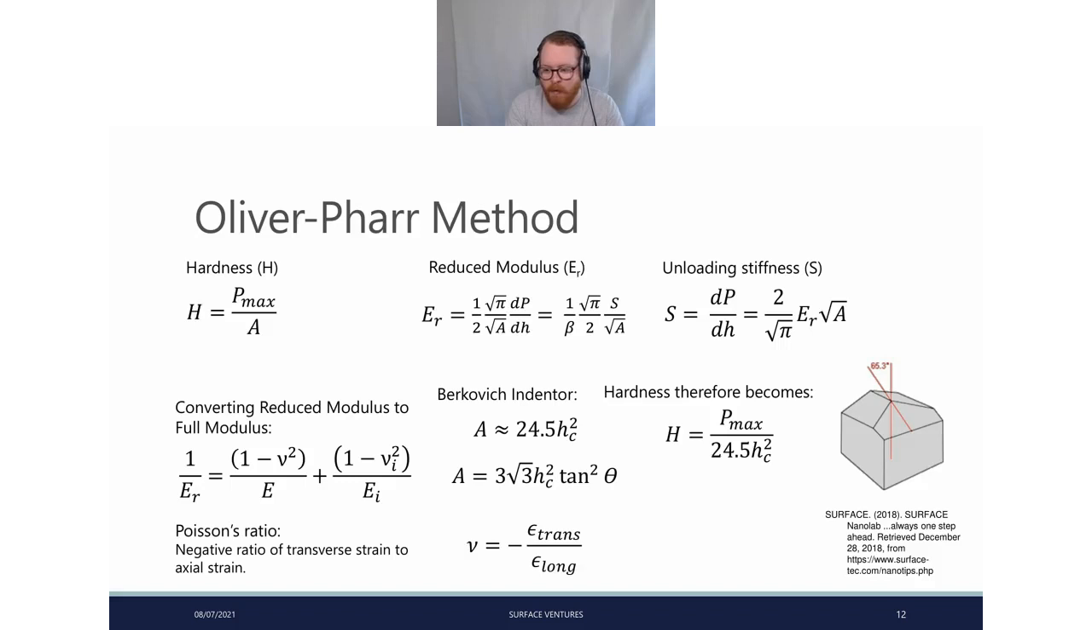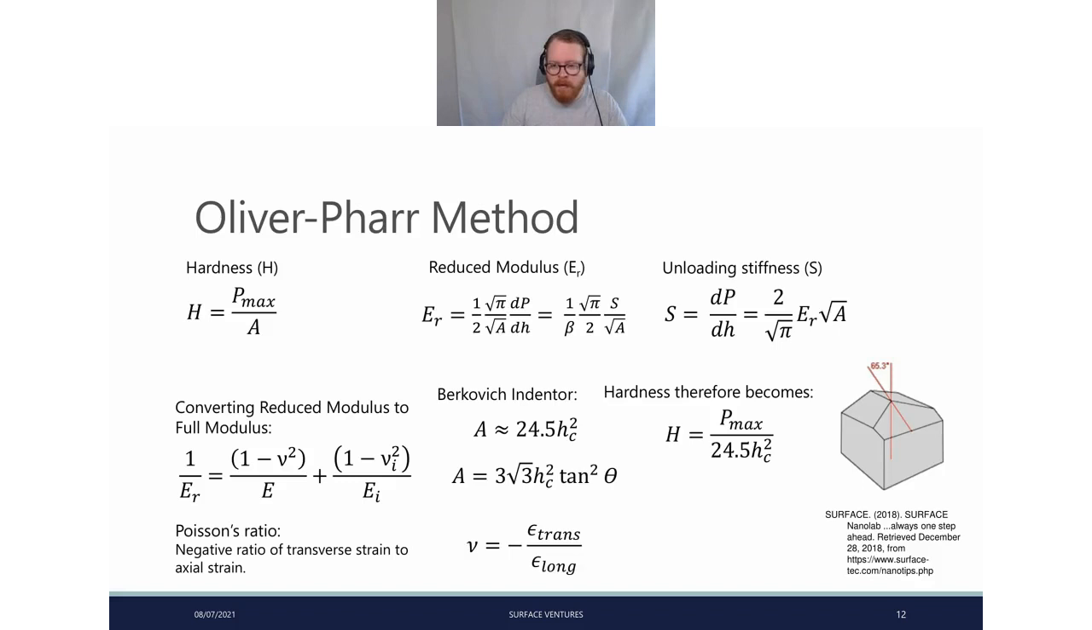But yeah, coming back to these equations here. So we have our unloading stiffness that we can feed into our elastic modulus. This results in a reduced modulus because we're only deforming in nominally one direction. We can then convert this reduced modulus into a full modulus for this. So taking into account the Poisson's ratio and elastic modulus of the indenter material. So our Poisson's ratio being our negative ratio of transverse strain to axial strain. And then we can get our full elastic modulus.